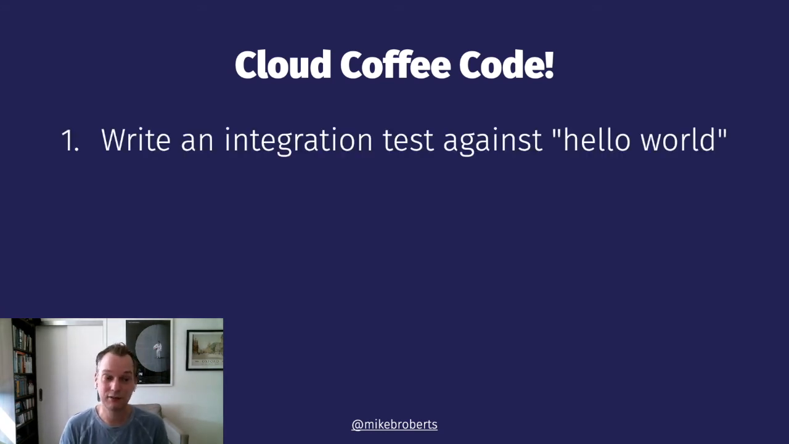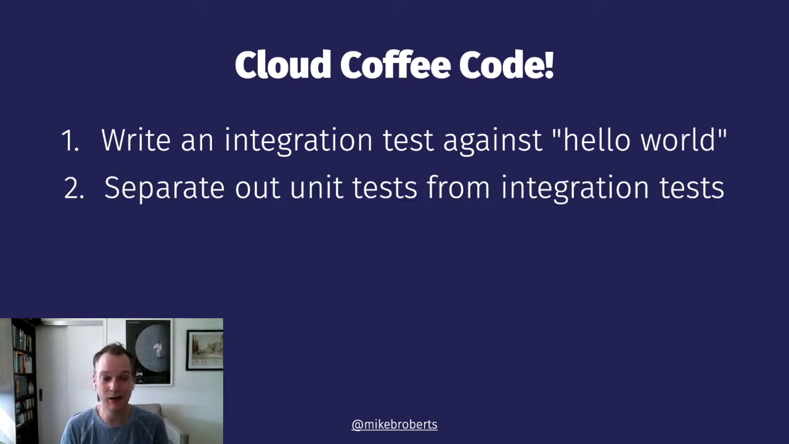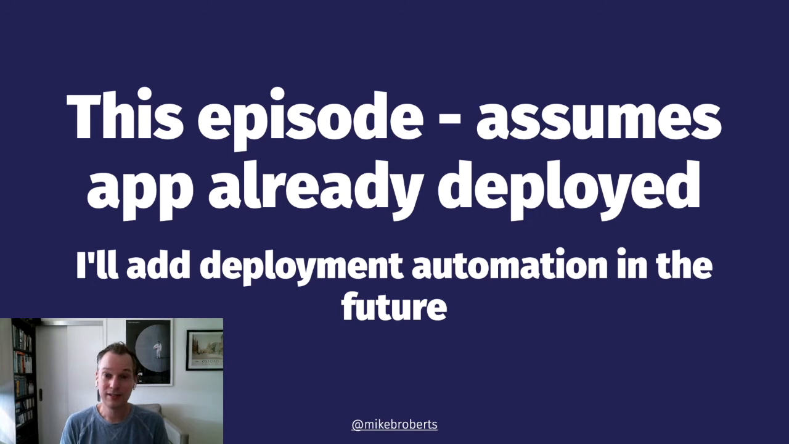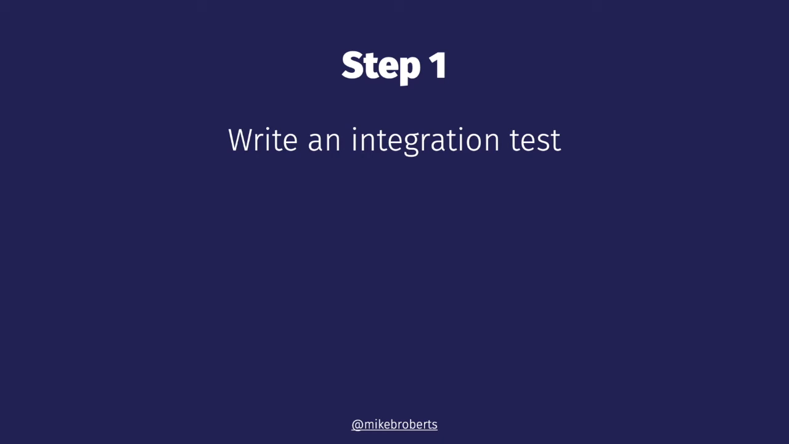There are 3 parts to this week's coding. First, I'm going to write an integration test against our Hello World app. Then I'm going to separate out our unit tests from our integration tests. And finally, I'm going to introspect AWS to automatically get our API Gateway URL. This episode's work assumes that the API has already been manually deployed. That doesn't work for integration tests being included in CI automation, but we'll be dealing with that in another episode. So first of all, let's write a test.